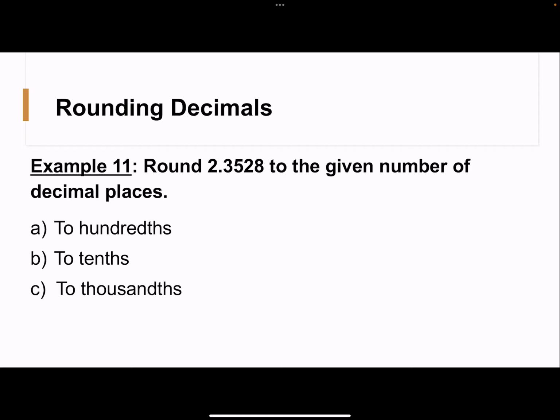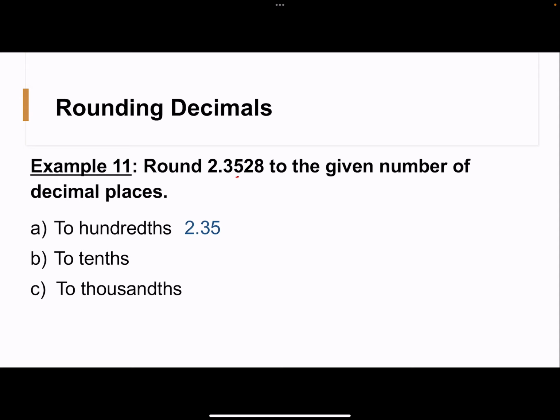Let's look at another example. In example 11, we're going to round 2.3528. I'm saying that the lazy way, but you should be able to write that out: 2 and 3,528 10,000ths to the given number of decimal places. So we're going to round it to the hundredths. So if I look in my hundredths place, that is a 5. I look to the right, that is a 2, so that means that that's 4 or less, so it stays a 5, and I get 2.35.